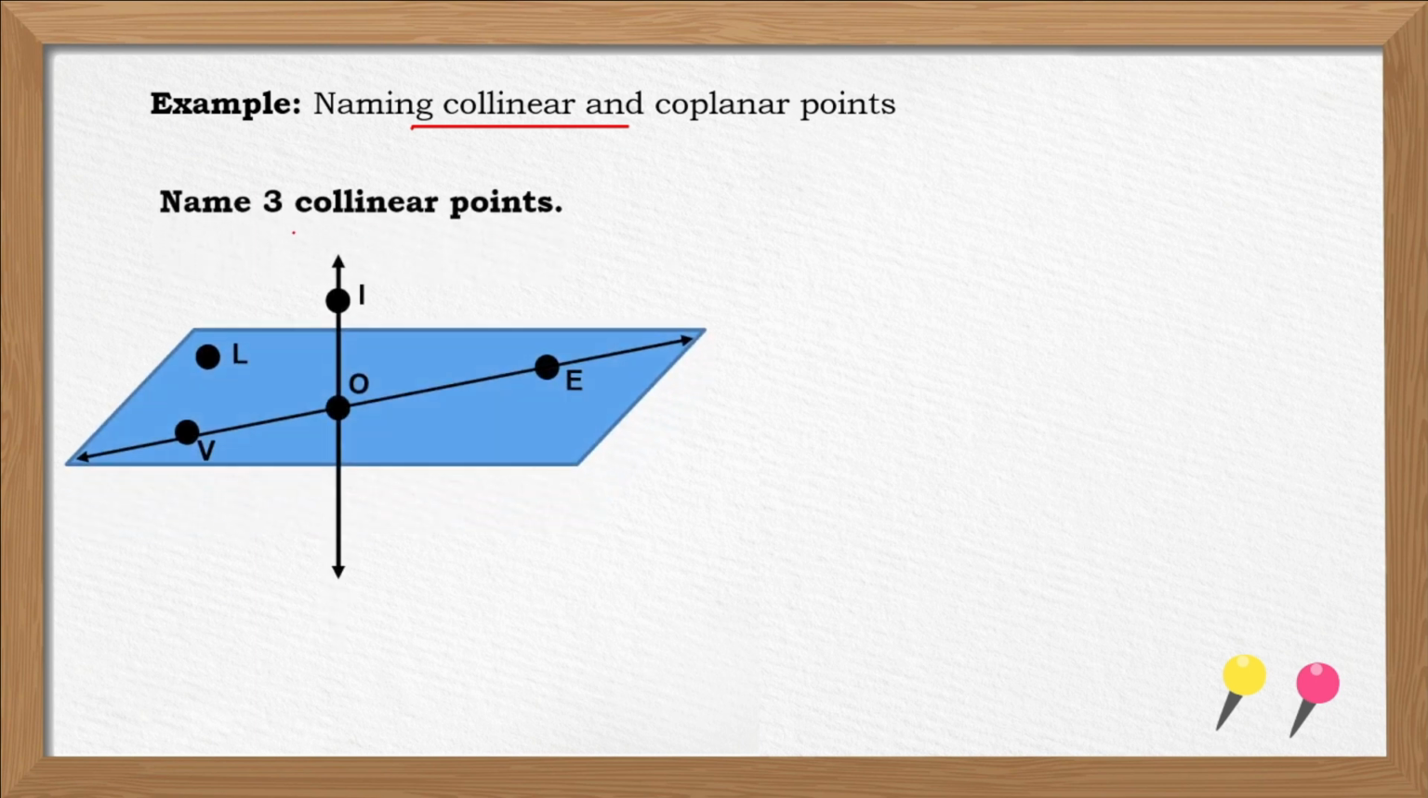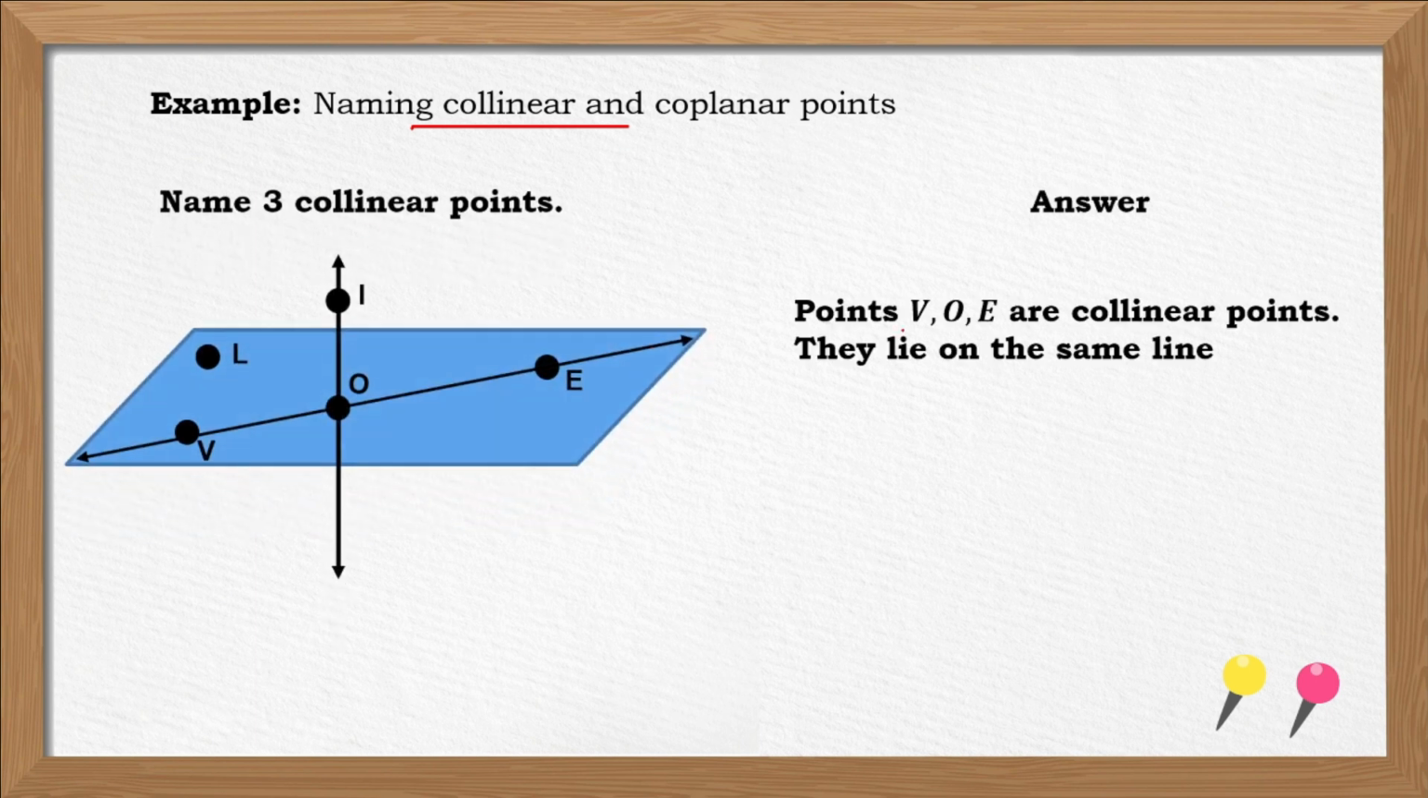Name three collinear points. So points B, O, E are collinear points. They lie on the same line. So this is point V, O, and E. They are called collinear points because they lie on the same line.